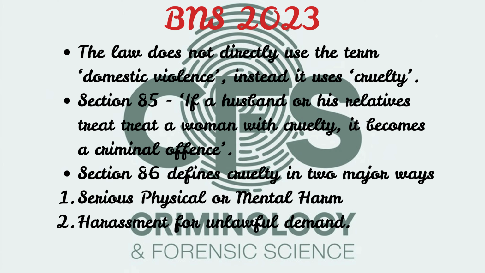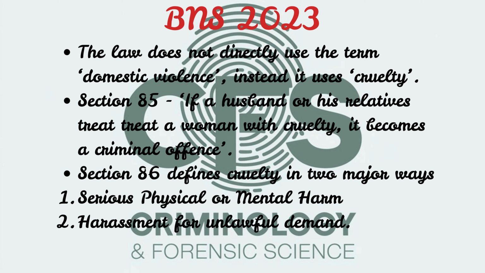The first way includes serious physical or mental harm. Cruelty includes any behavior that can drive a woman to suicide or cause serious injury to her body or mental health. The second type of cruelty is related to money or dowry. If a woman is harassed to bring money, property, or valuable items, it becomes cruelty. Even if there is no physical violence, the pressure and harassment itself is enough to make it a crime.